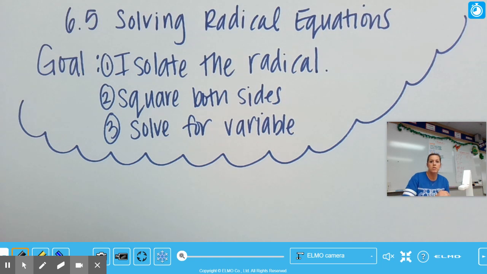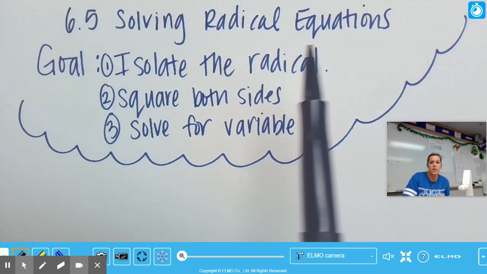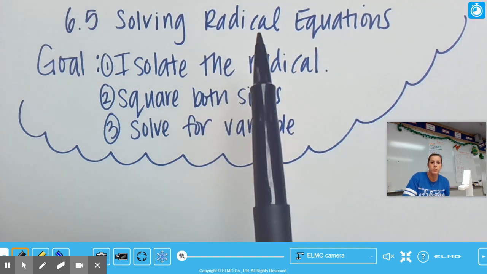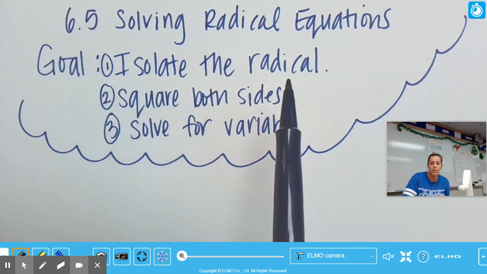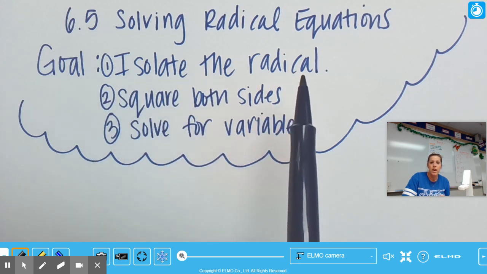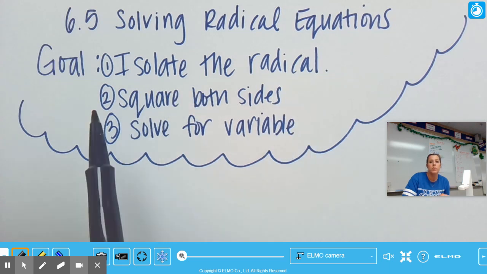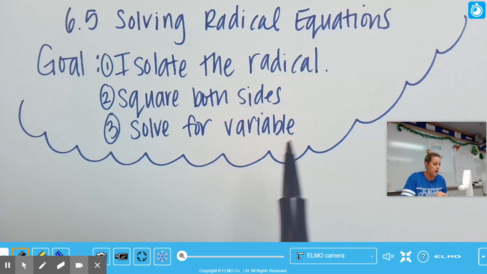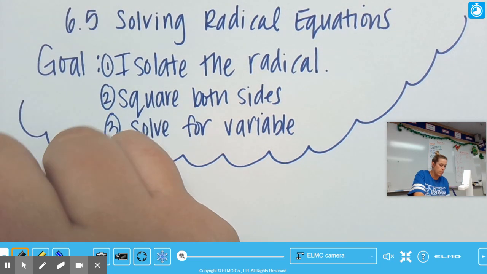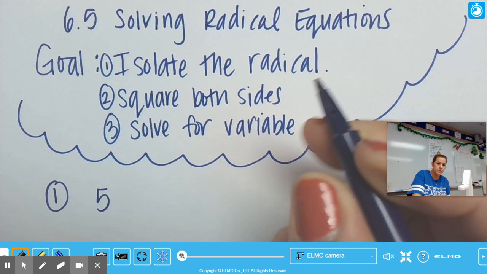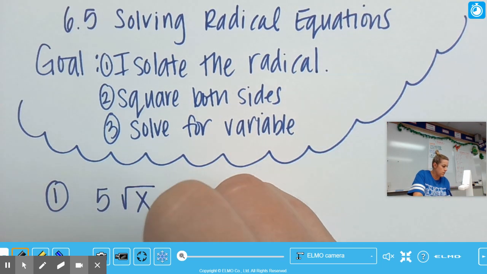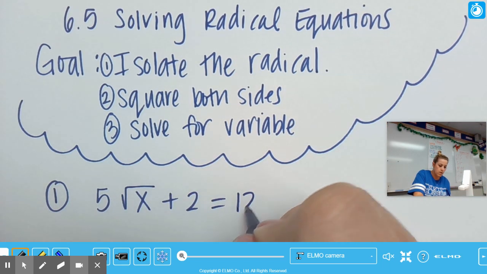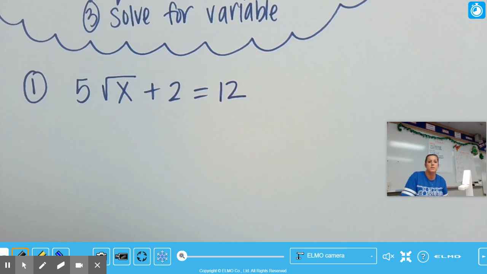So we are solving radical equations. We're going to have equal signs involved, and we're going to have radicals. So our goal is to isolate the radical, get it by itself. And then once we get it by itself, to undo the radical, we're going to square both sides and then solve for the variable, okay? So if we look at example number 1, we're going to have something like this, okay?